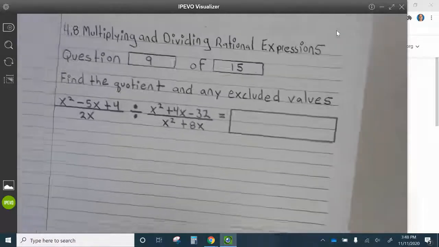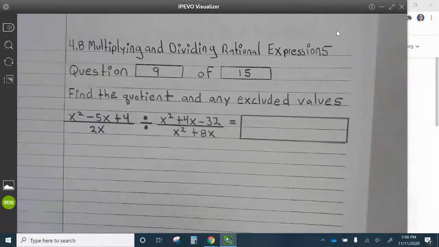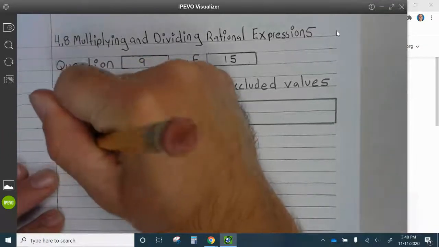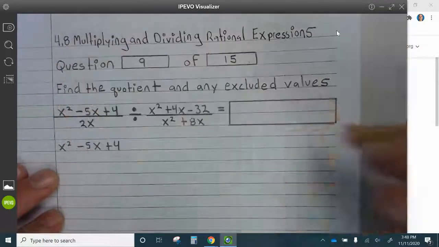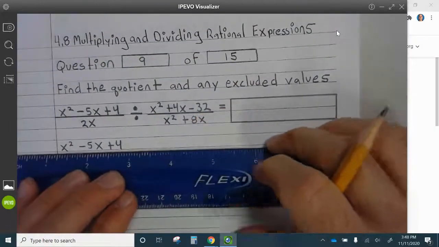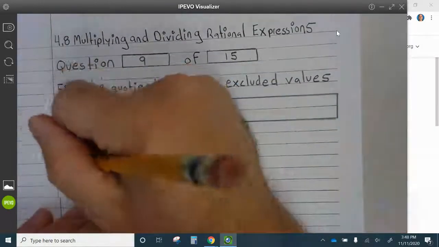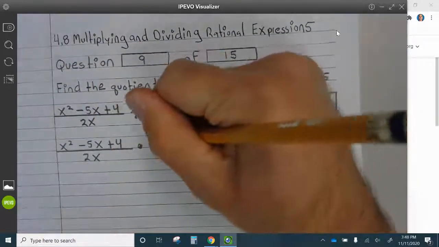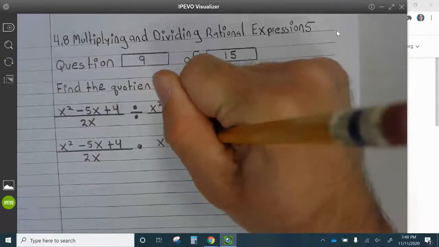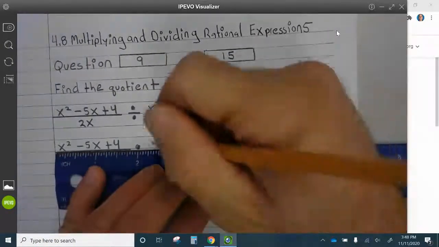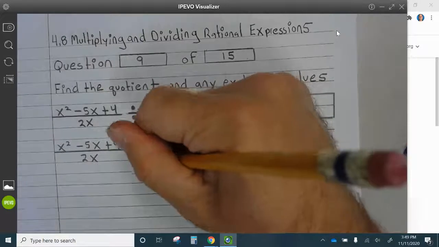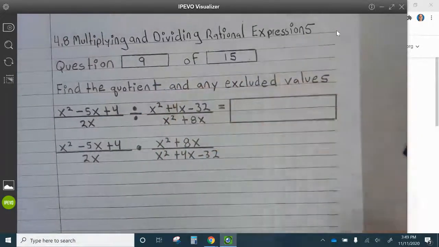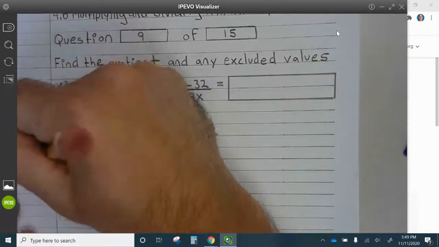All right. Let's take a look at question number 9. Find the quotient and any excluded value. So we need to multiply by the reciprocal. So times x squared plus 8x divided by x squared plus 4x minus 32. Okay, so we need to factor the numerator and denominator.